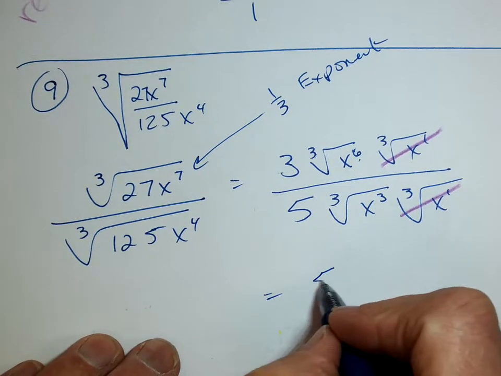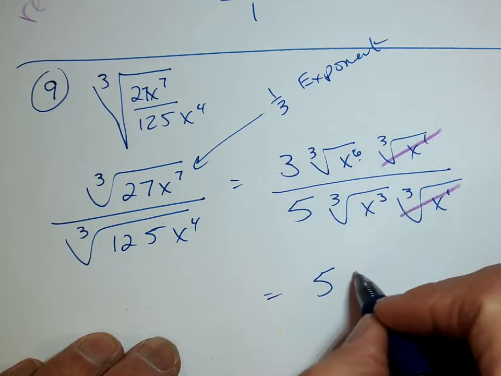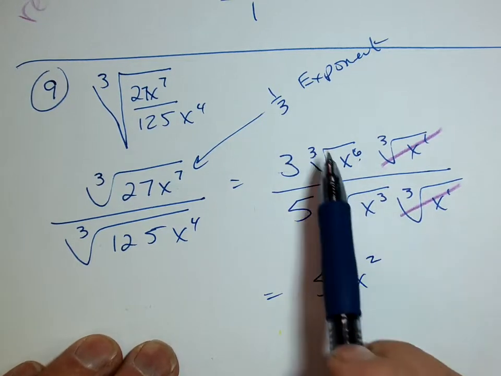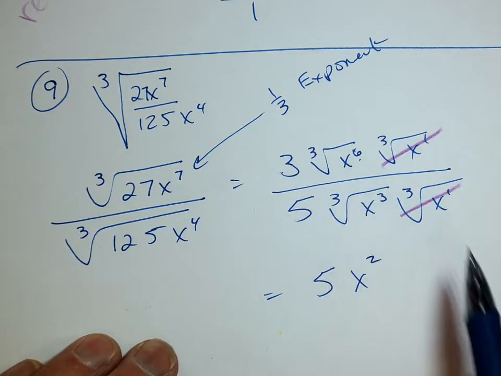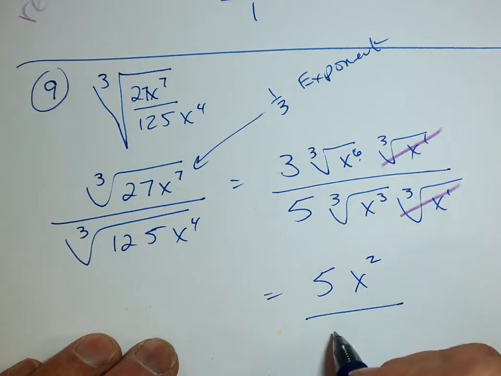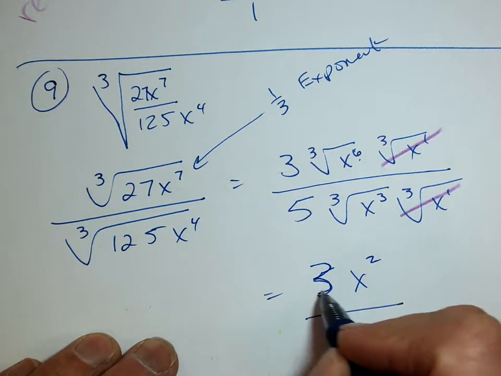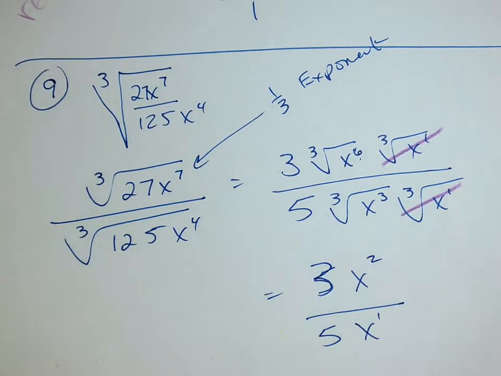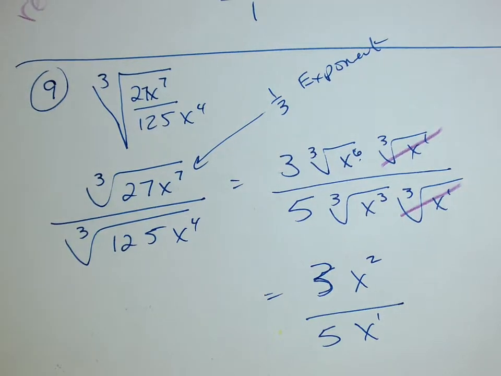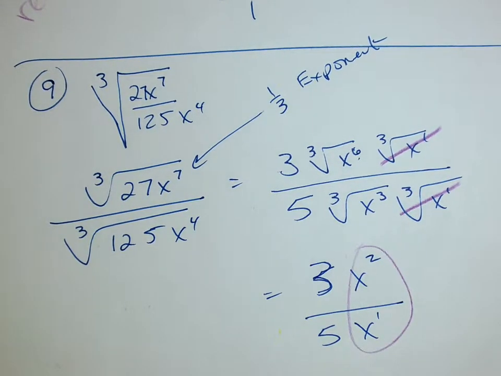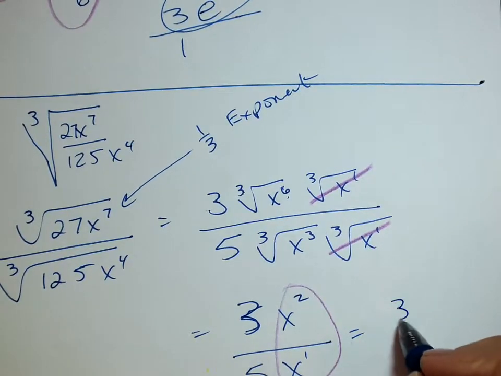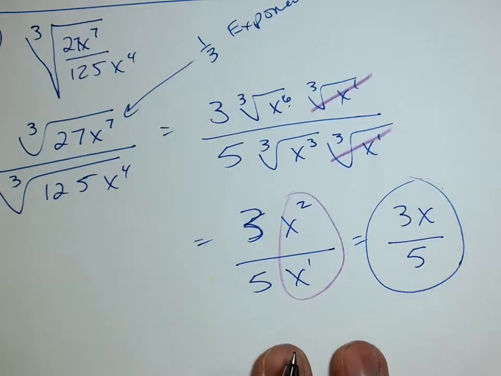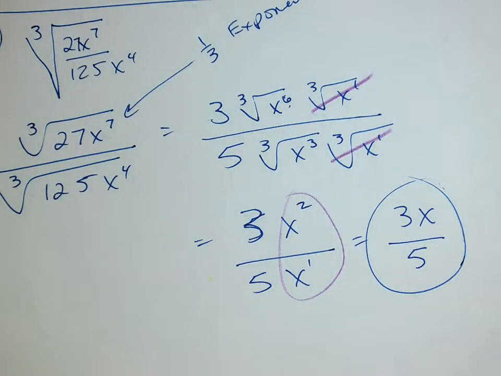So let's see what we got. I've got a 5 times x squared over 3, my bad, 3 over 5x to the 1. Now, I got one more thing I could do. Guys, see anything else I could do? Right there. Yeah. Cancel an x, right? So I have a 3x over 5. There we go. It's long.